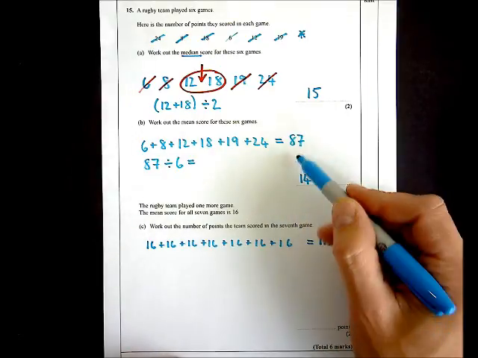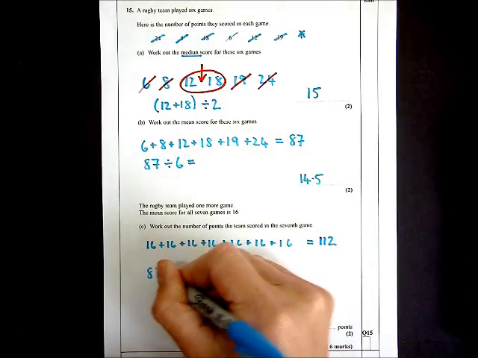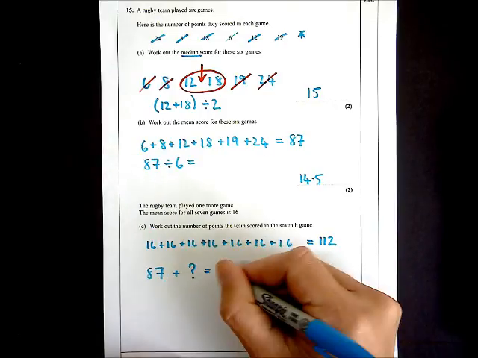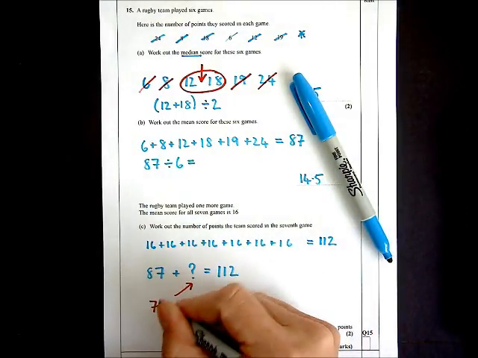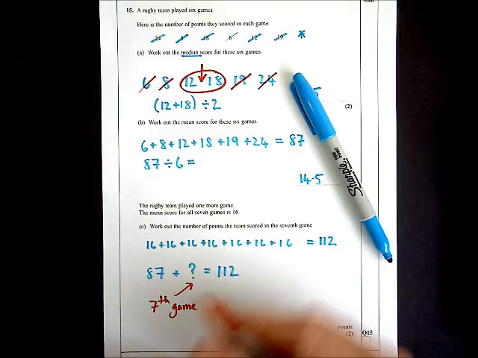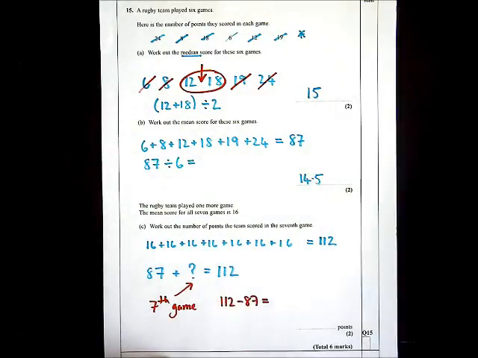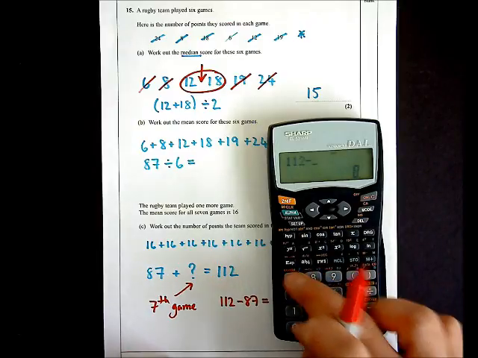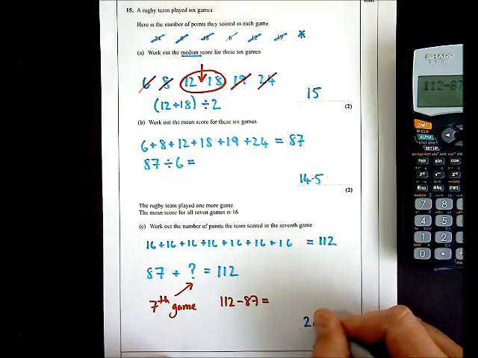Now I know from part B that the scores actually add up to 87 for the first 6 games. So in the 7th game, whatever they scored would add on to 87 and come to 112. So this question mark here represents the 7th game. So if I can do 112 take away 87, I'll find out what they scored in the 7th game. So 112 take away 87 is 25. So in the 7th game they scored 25 points.